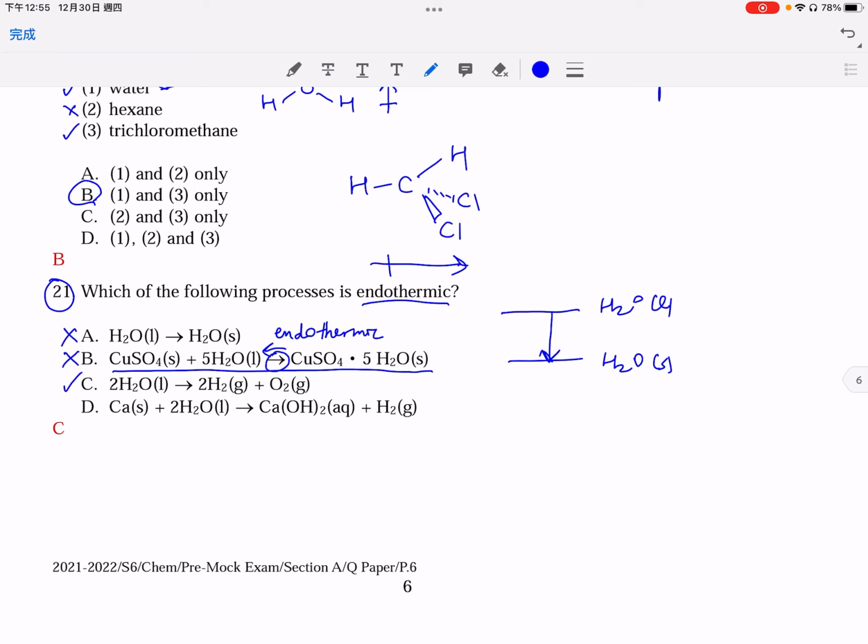Option C is the answer because it is electrolysis. And electrolysis must be endothermic. Option D is also not the answer. The reaction between a reactive metal and water is always exothermic.